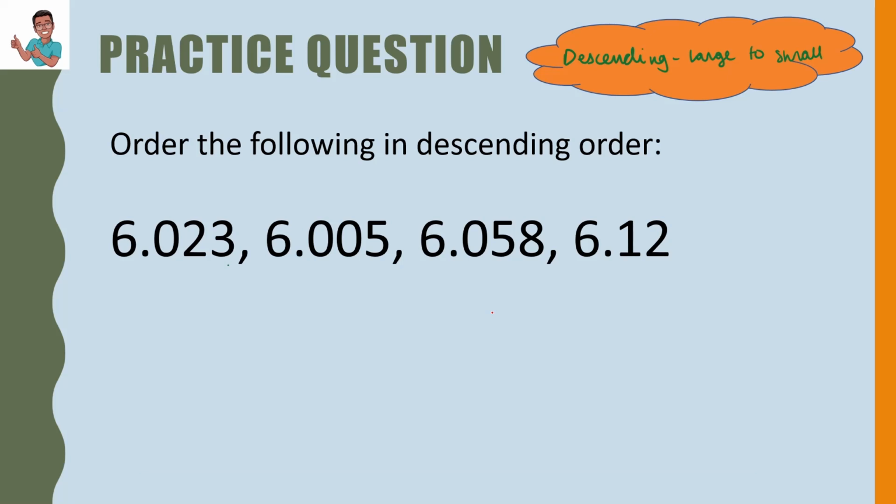Okay, I would like you to try this question. Order the following in descending order. Remember that descending order means numbers from large to small. However, this time, instead of using a number line, I would like to use place value. You will have 3 minutes.